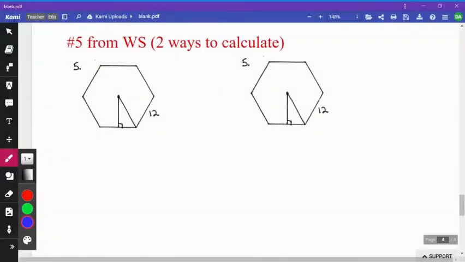So here it is, last example of the day from the worksheet. And we're going to take a look at how to find the area of this regular hexagon. Now remember what we just talked about. A hexagon is made up of equilateral triangles. So if this side right here is 12, that means that this is also 12, but it is only true for regular hexagons. Don't try and do that for any other regular polygon besides a regular hexagon.